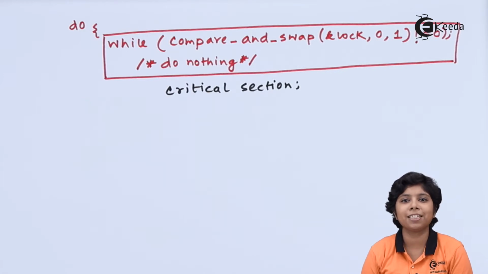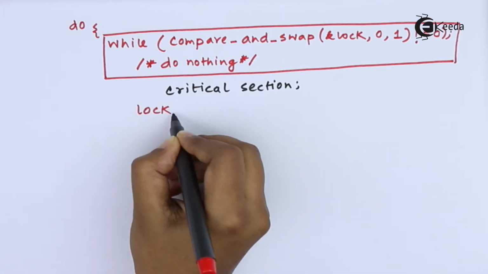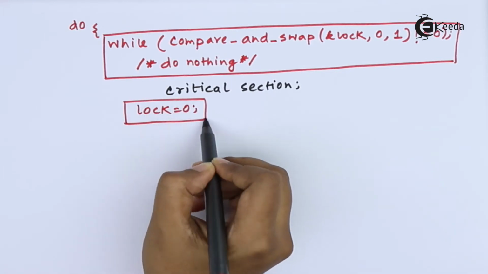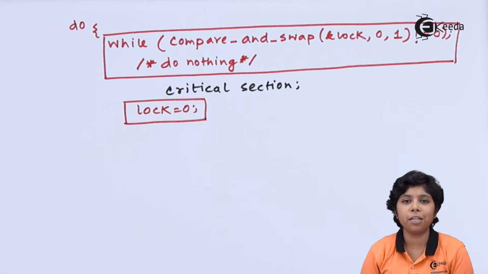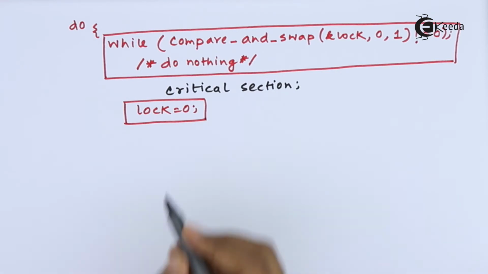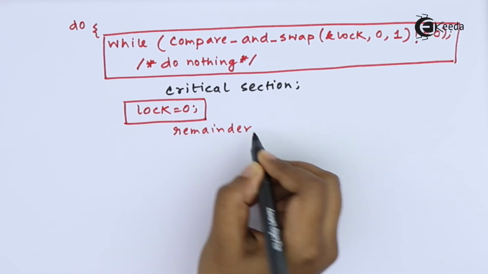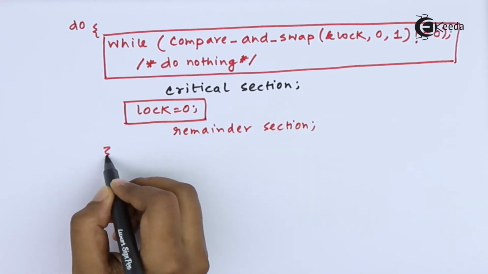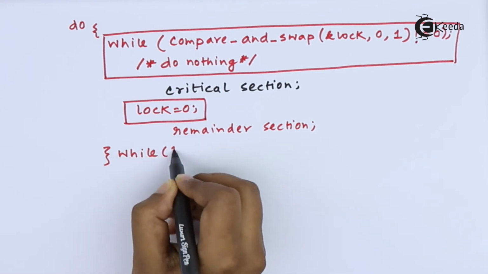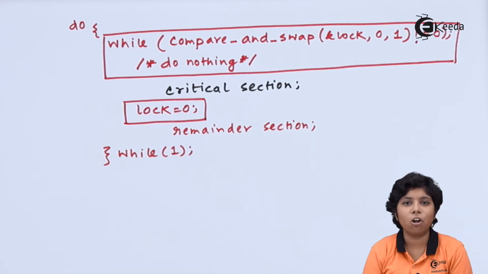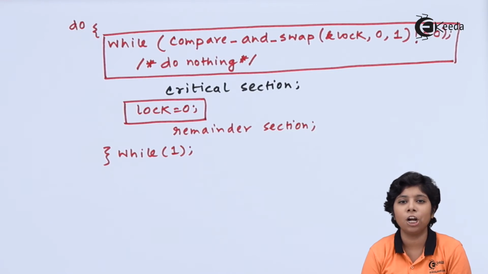After the process exits from the critical section, it will set lock to 0 again, which is done in the exit section of this program. And as we know, the remaining portion is the remainder section. Now it has set lock to 0, so it is telling the operating system that other processes are allowed to enter their critical section now.